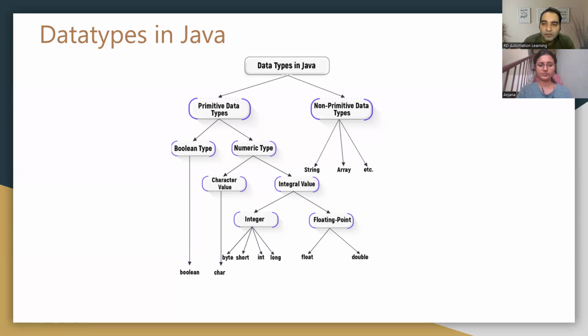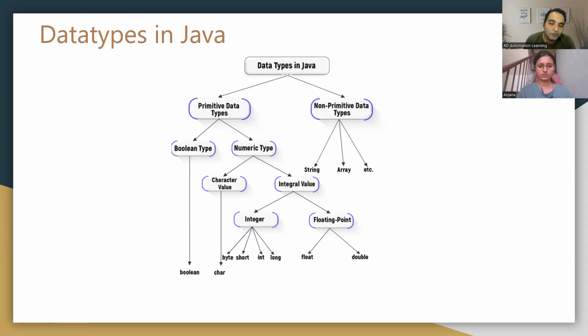When I say numeric, sorry. So when you say numeric data type, you have again a character and integral value in that. So for character, you have char. For Boolean, you have Boolean. For integral, again, you have integer and floating point. Floating point is dealing with the decimal values.